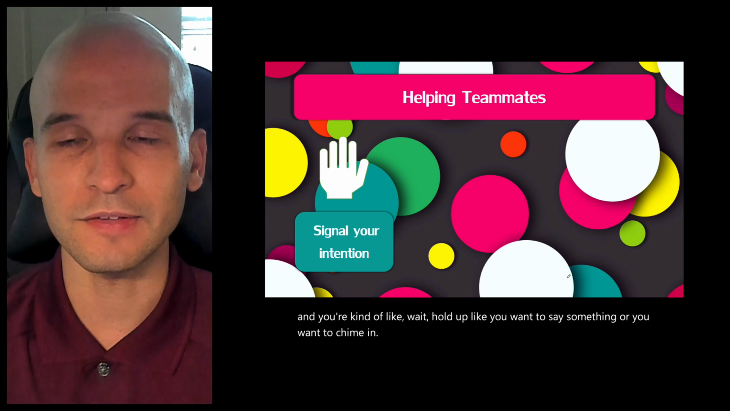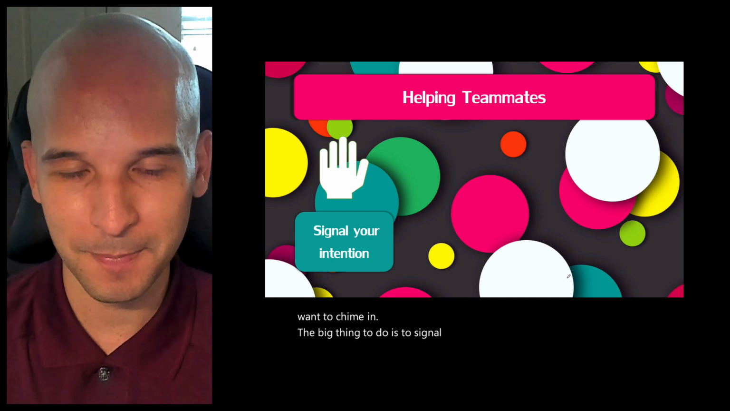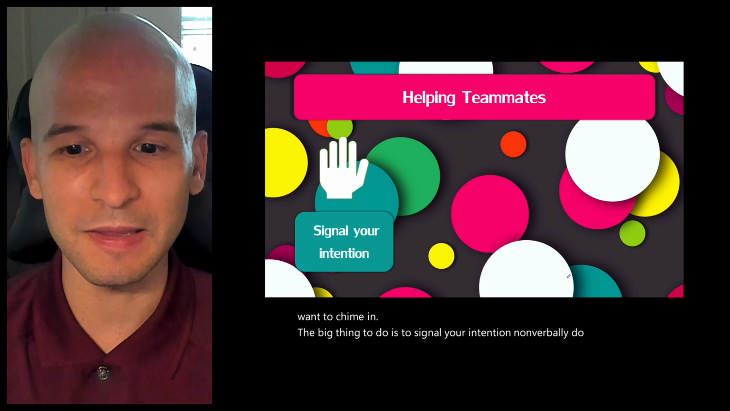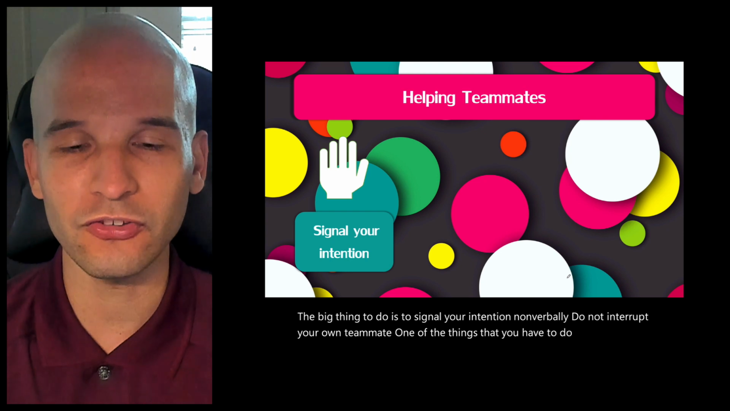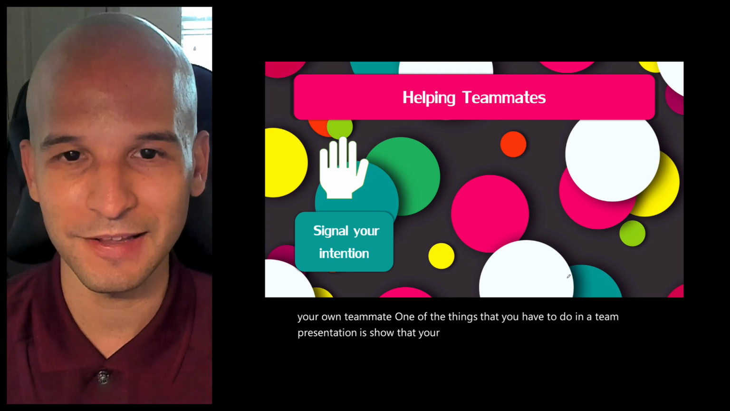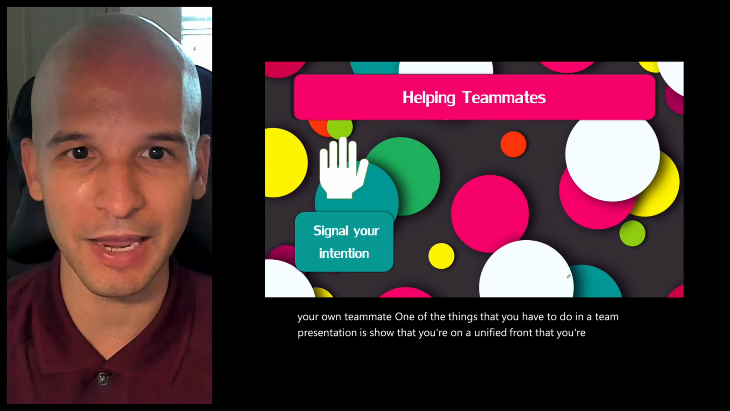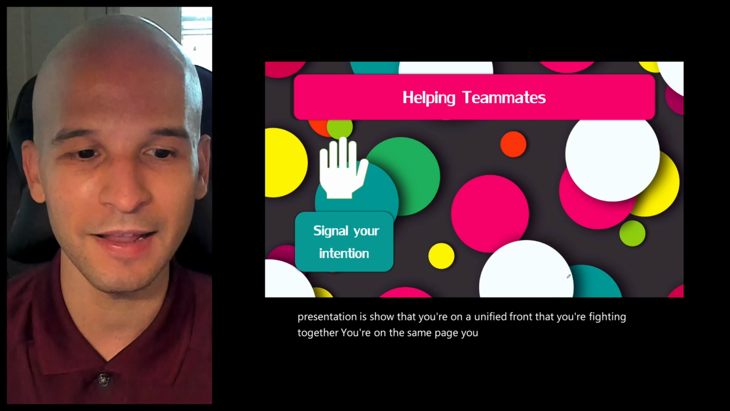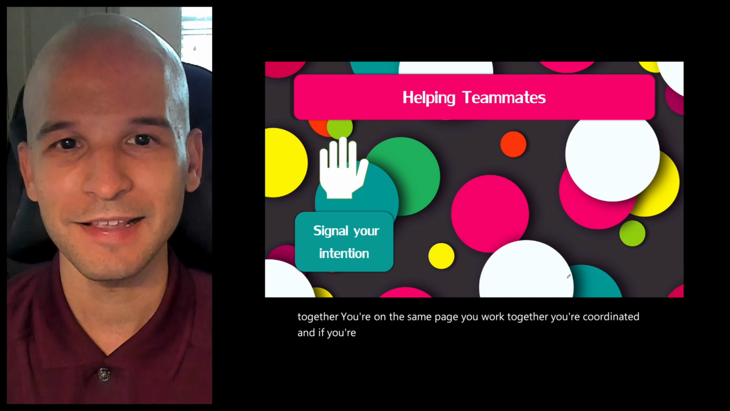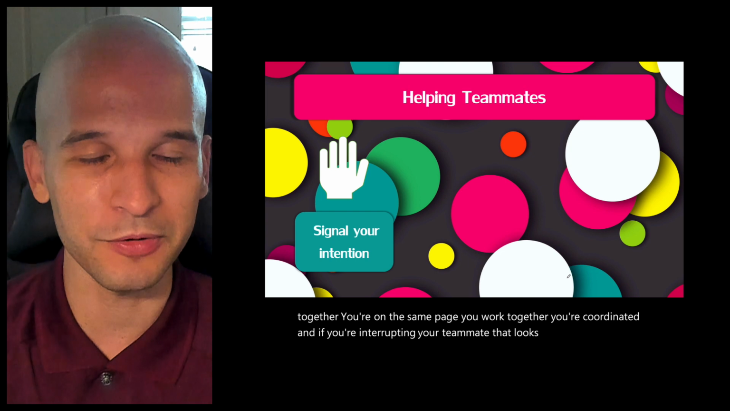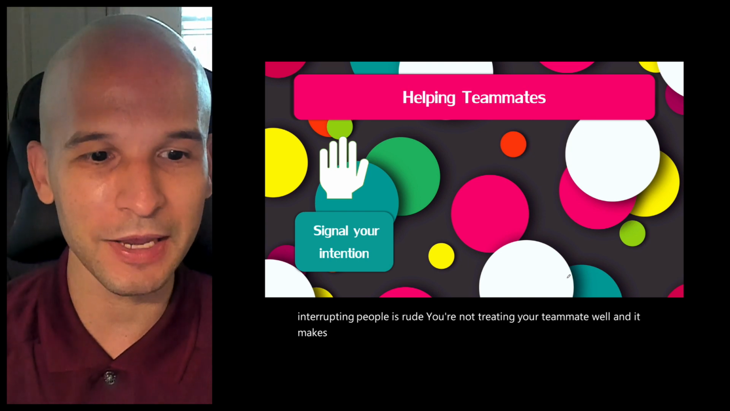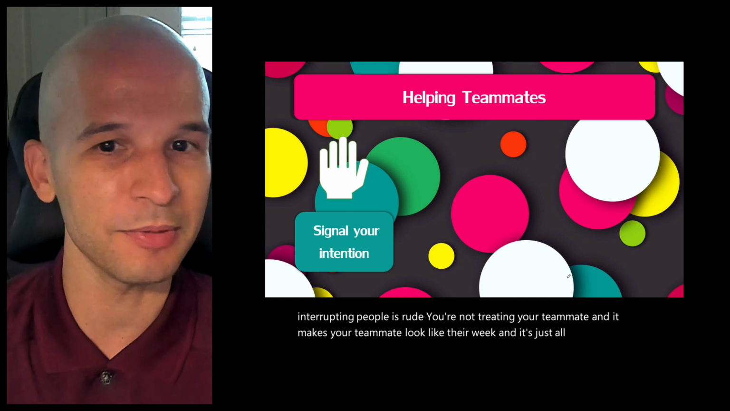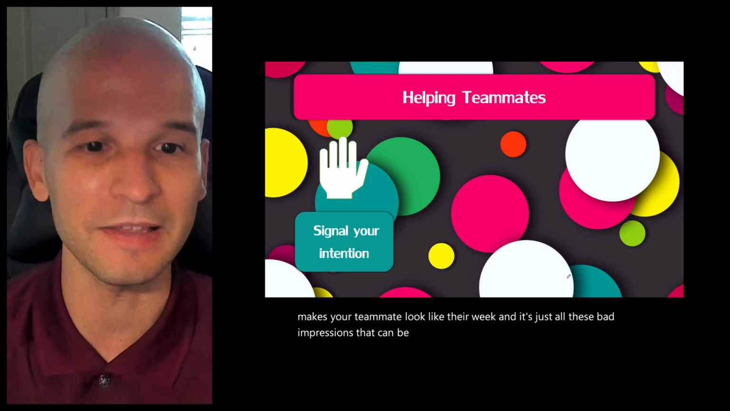The big thing to do is to signal your intention non-verbally. Do not interrupt your own teammate. One of the things that you have to do in a team presentation is show that you're on a unified front, that you're fighting together, you're on the same page, you work together, you're coordinated. And if you're interrupting your teammate, that looks really bad because interrupting people is rude, you're not treating your teammate well, and it makes your teammate look like they're weak. And it's just all these bad impressions that can be formed around you and your team and your teammate.